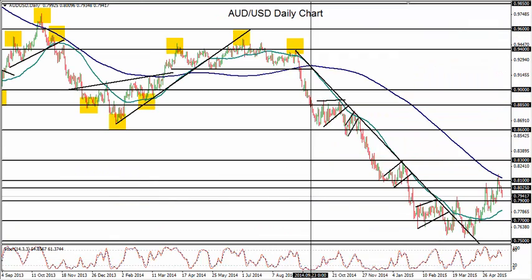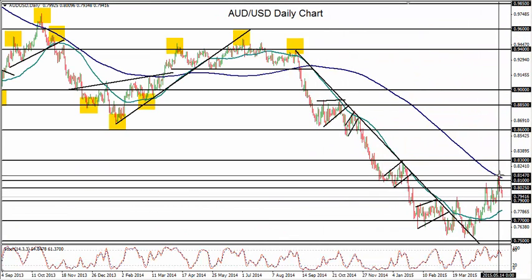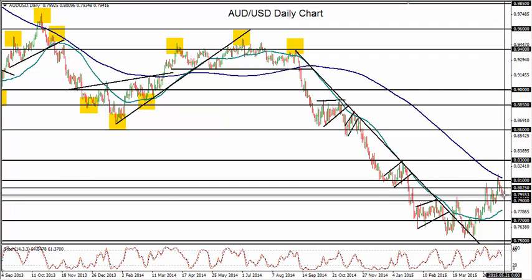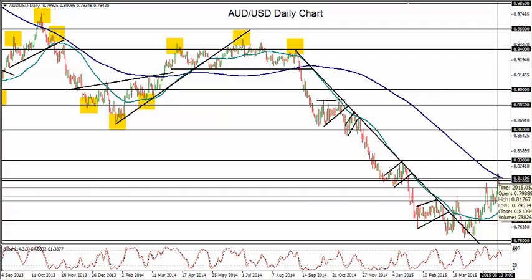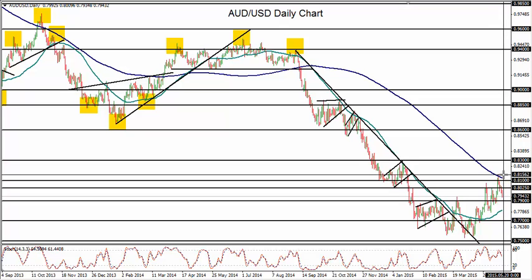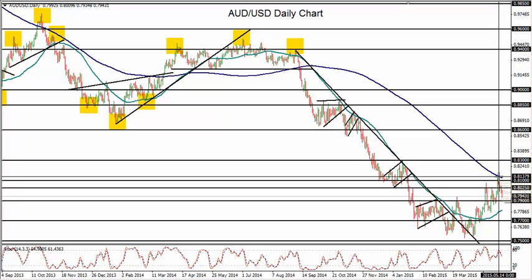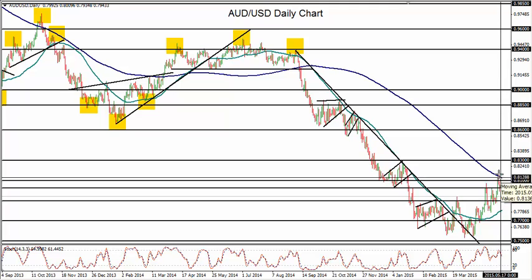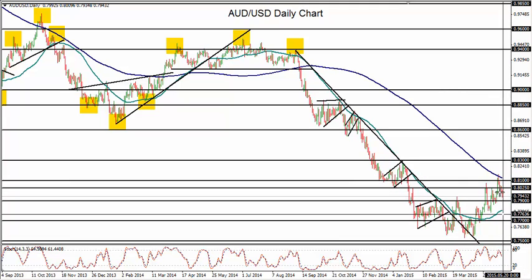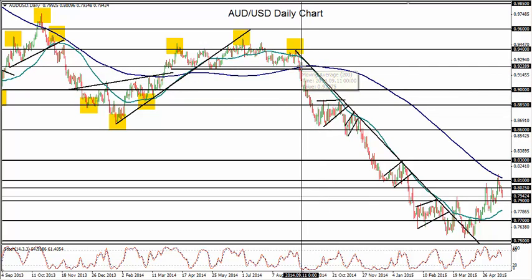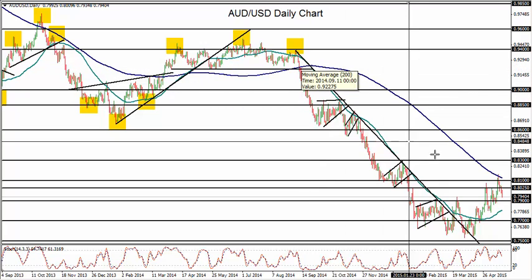Let's take a look at Aussie dollar. As we can see on Aussie dollar, yet another pullback, and we could see that price action broke out slightly above the 81 level, the mid 81s, and it hit the 200-day moving average before pulling back to the downside. It hit the 200-day moving average for the first time since September of last year.